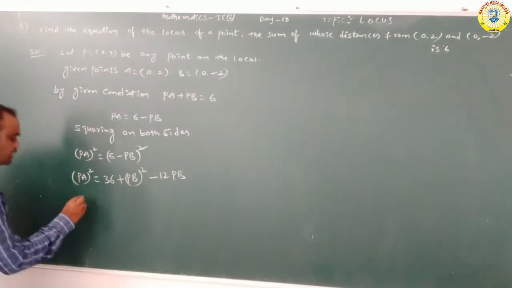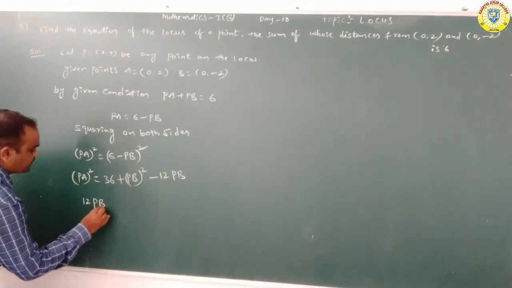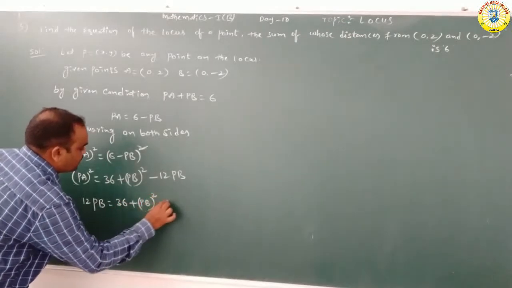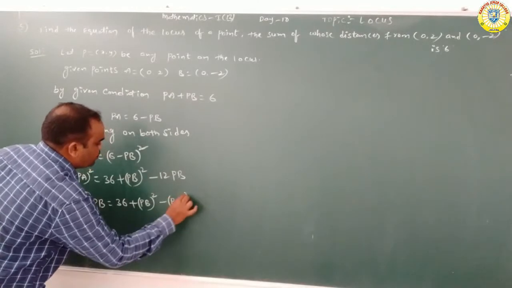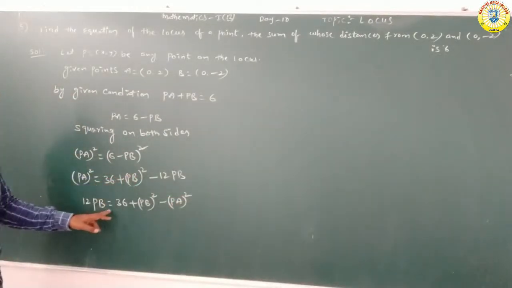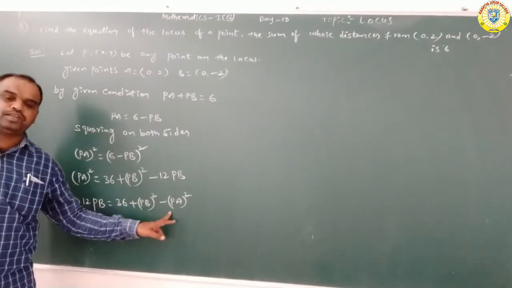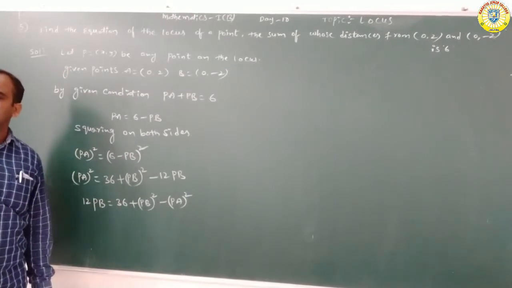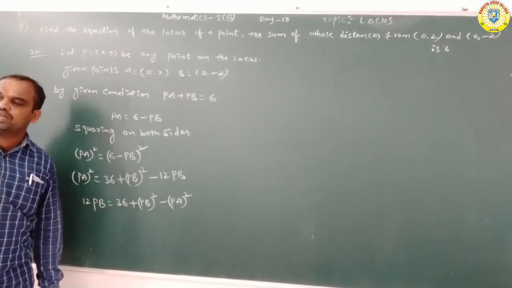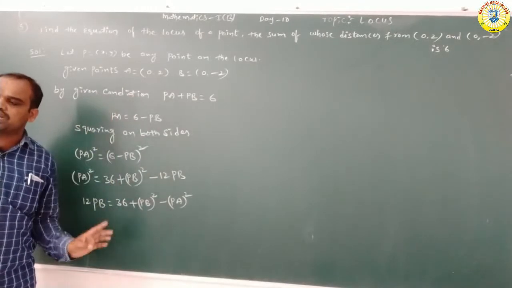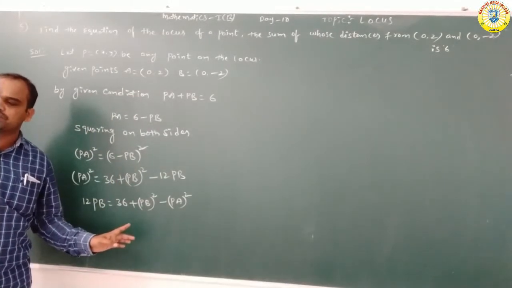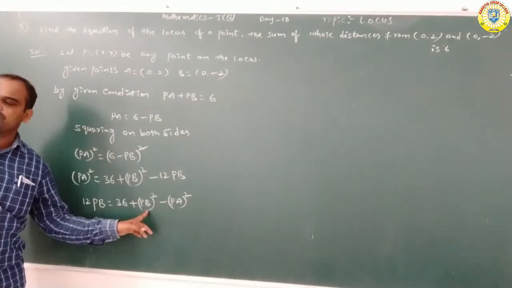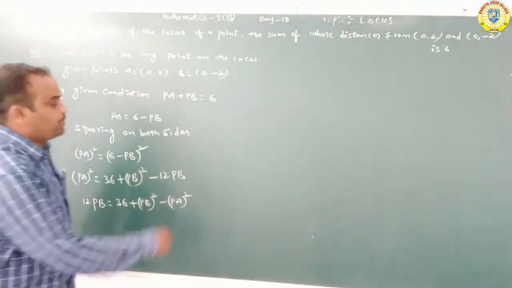Here PA squared is there. Here we can write 12 PB = 36 + PB squared - PA squared. So we know the distance formula between 2 points: under root of (x2 - x1) whole squared + (y2 - y1) whole squared. By using that, we can find the distance between the 2 points. There is already a square, that's why no need of writing the root.